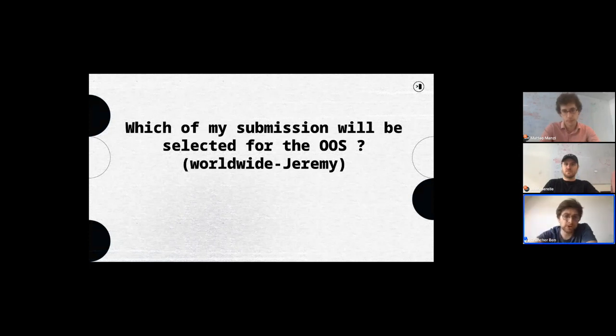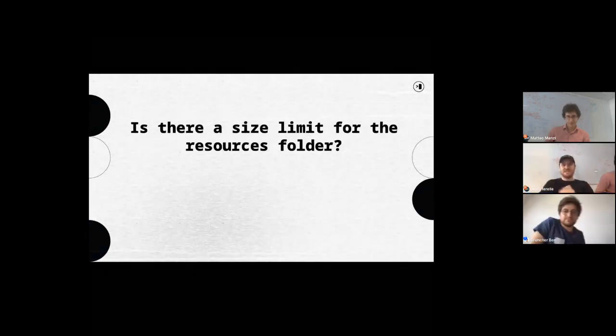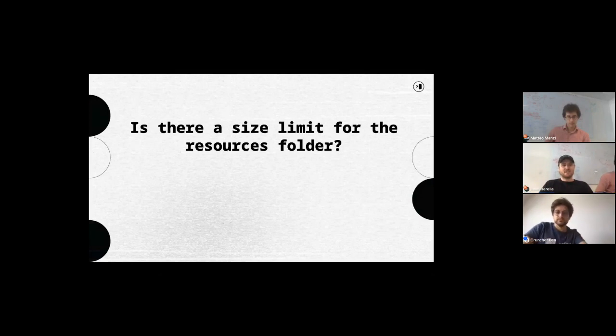Jeremy is asking the same question: which of my submissions will be selected for the out of sample scoring? Matteo just answered. It will be the last submission that will be taken into account. Mm-hmm. So you can come back from the overfitting. That's the goal. If you end up too high, then you will say, okay, that's not reasonable. Let's submit something that will generalize.